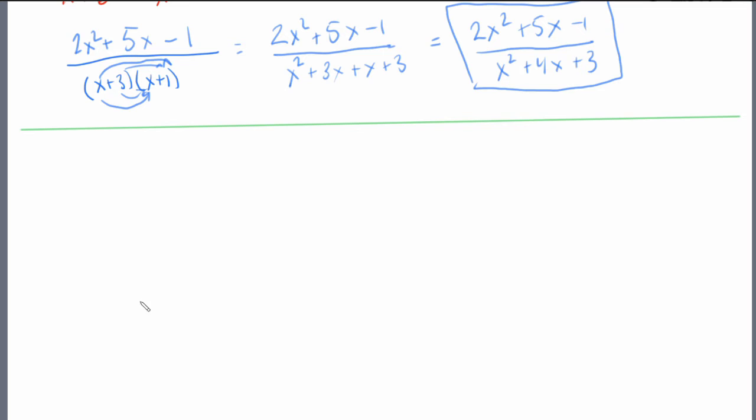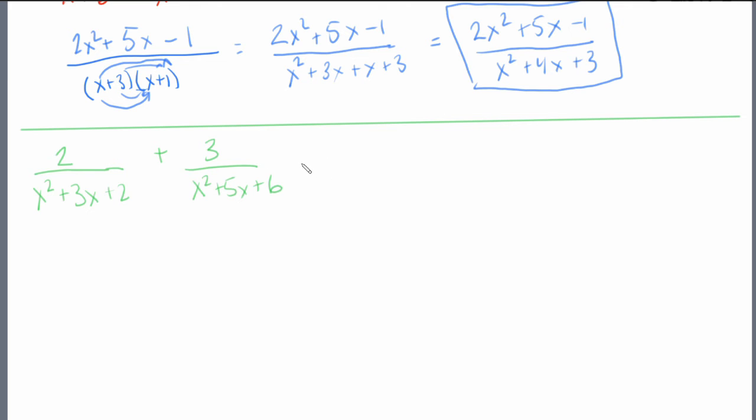Okay, let's look at another example. So let's do something where the top of each fraction is a little bit simpler. So we just have 2 over x squared plus 3x plus 2, plus 3 over x squared plus 5x plus 6. So in this, the numerators, the top of the fractions, are simpler, but there's something I have to do to the bottom in order to make this addition a little bit easier.